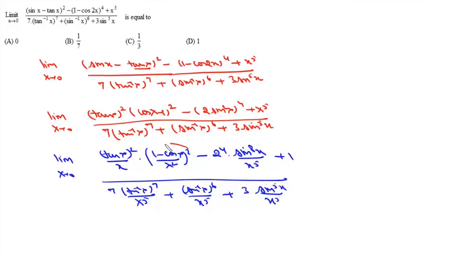Now here this is 1 by 2 square, 10x upon x is 1, and then we have this additional 10x which will be 0. So this part is 0. Here also sin to the power 8x upon x to the power 5 will be 0. Tan inverse x to the power 7 upon x to the power 5 will be 0. Sin inverse x to the power 6 upon x to the power 5 will be 0. And sin x upon x to the power 5, it is 1. So answer to this limit will be simply 1 by 3, and that's your option C.